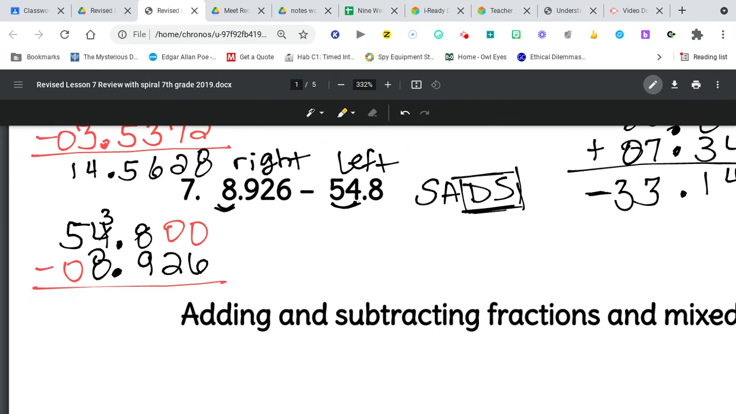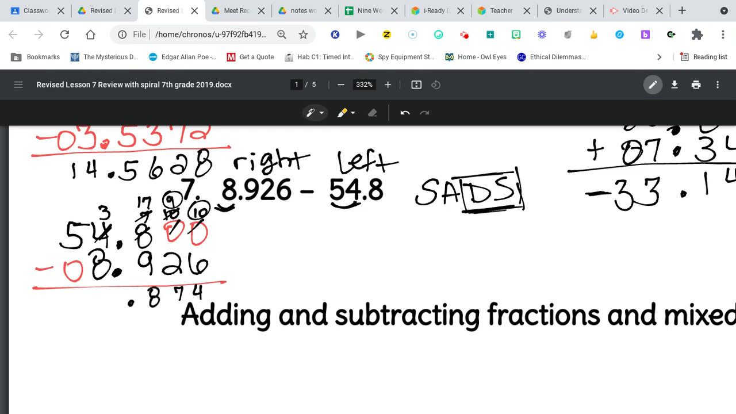3. This becomes, let me go back. This will become a 7. This will become a 10, which then becomes a 9, so that can become a 10. 10 minus 6 is 4. 9 minus 2 is 7. 7 minus 9 is impossible. So this will become a 3, so that this will become a 17. 17 minus 9 is 8.